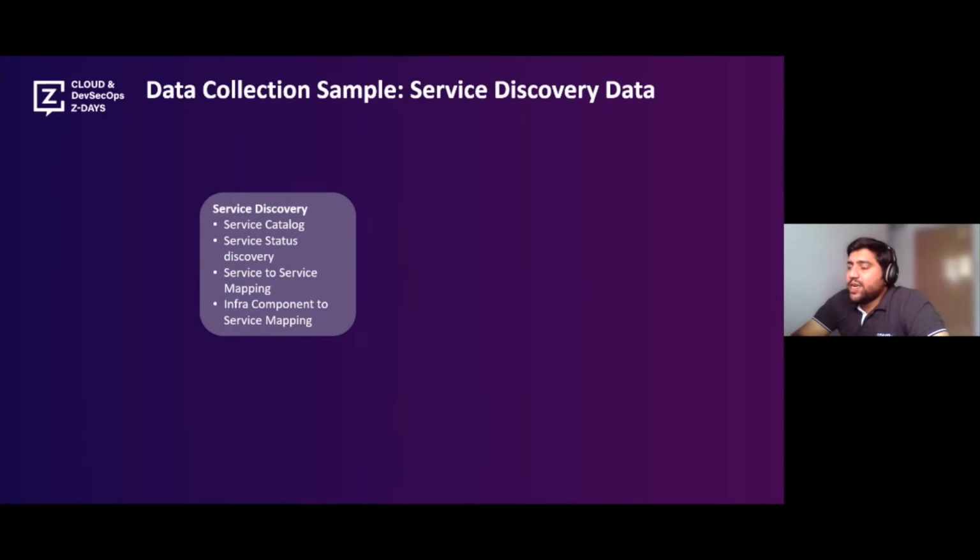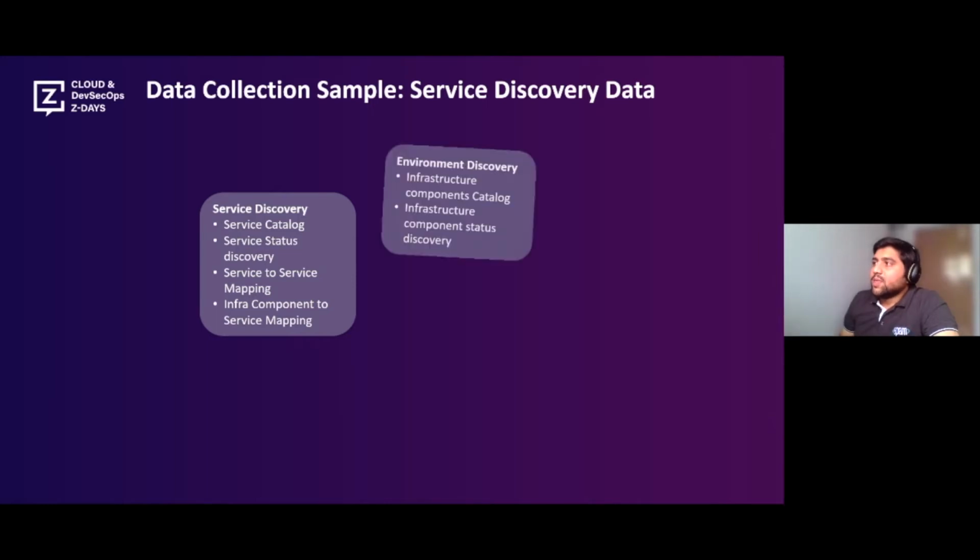And in the service discovery data, we can have the service status primarily, and we can have the service catalog, where we have a catalog of all the services in that particular system or environment, the dynamic state of the service at that point in time, the dependency mapping between the different services, and the infrastructure component to service mapping, what infrastructure components are related to the service. So this kind of relationship mapping data and service status data can come under the service discovery category. And the environment discovery category talks about the different infrastructure components in an environment, and the status of these infrastructure components.